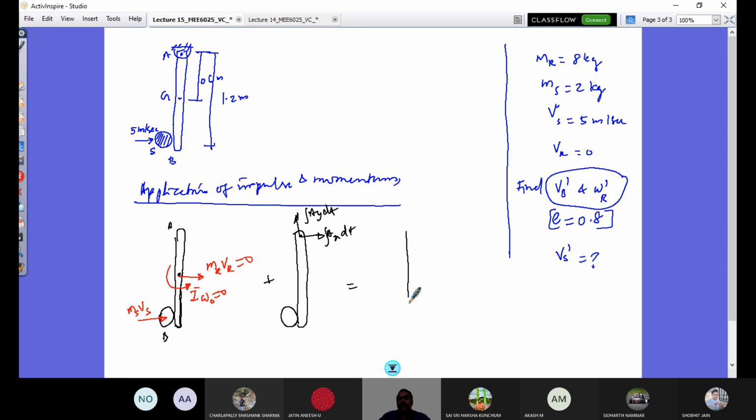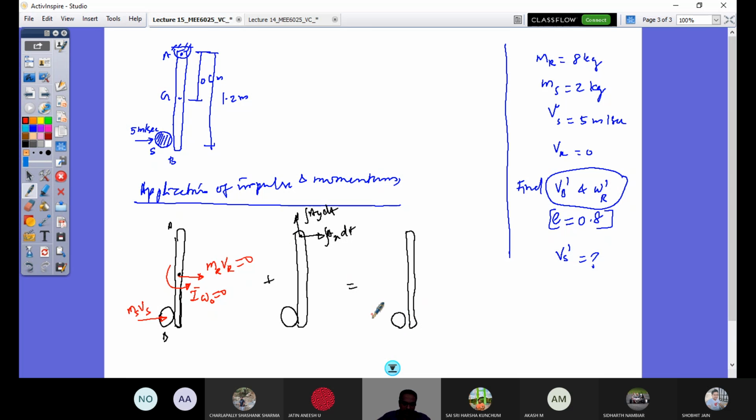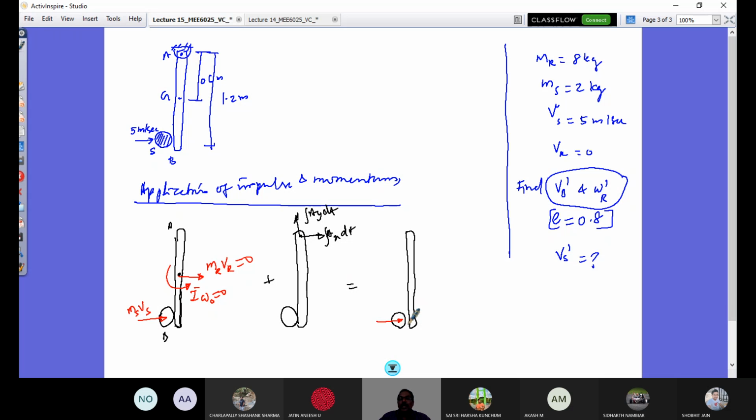And that's going to be equal to the momentum after the hit. So it's just going to separate from that. The velocity of this would be in what direction? We do not know, so let's consider that it hits and then goes further like that instead of bouncing back. According to the direction and the value, you would be able to make out. So this is m_s v_s dash after collision. And the rod is definitely going to have some linear velocity, that's m_r v_r dash, and I_g omega dash.